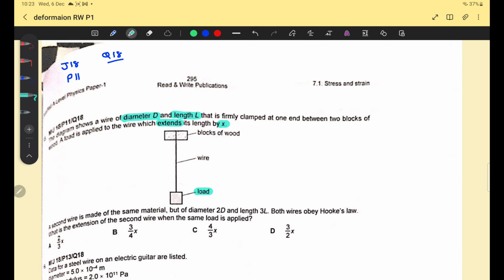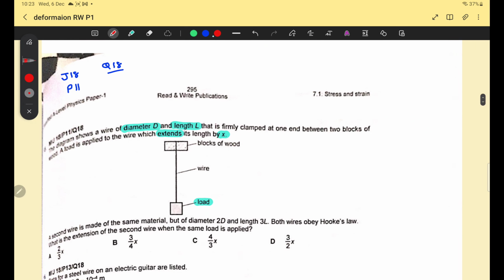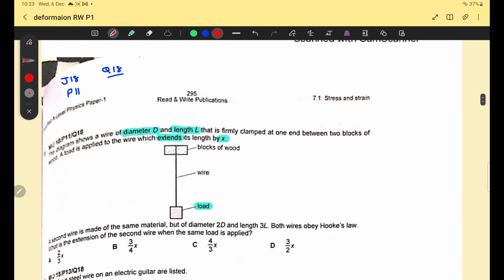Okay, so if I ask you to write the Young modulus equation, sir, the Young modulus equation is E equals force per unit area, but I am writing pi d square upon 4 instead of area, over extension per unit length. It is the whole equation.